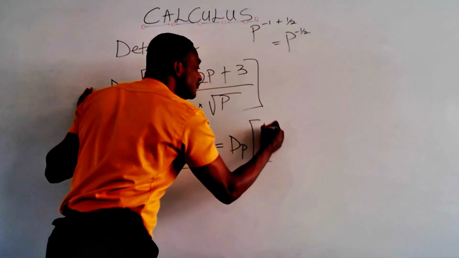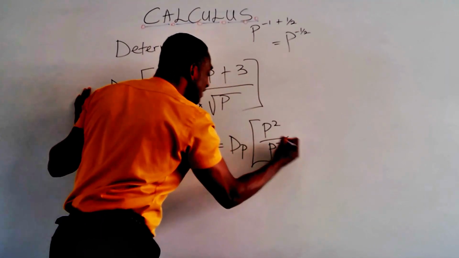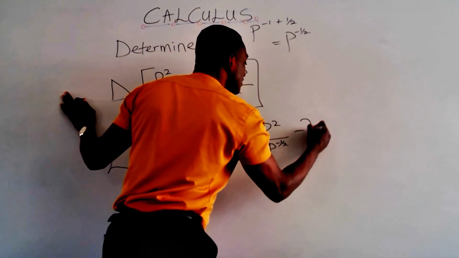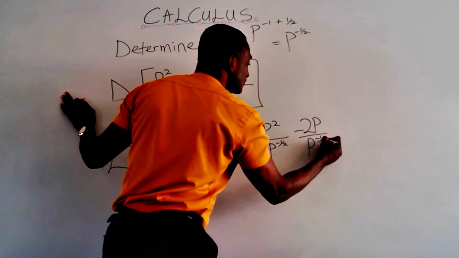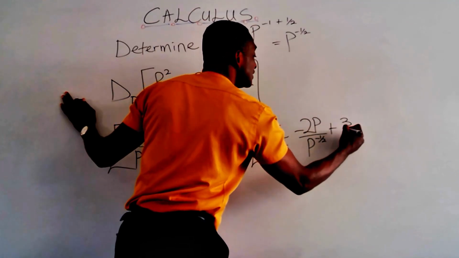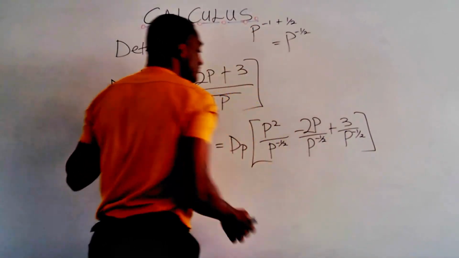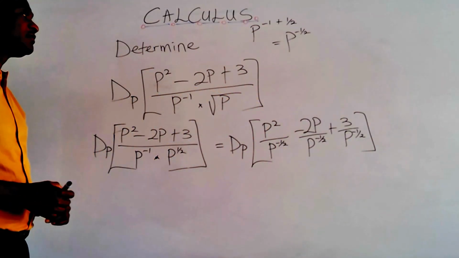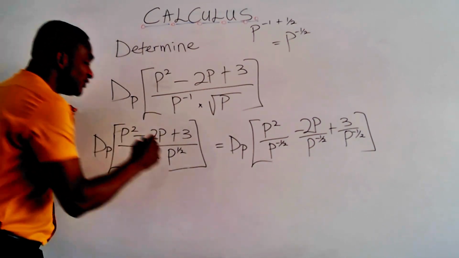So we will have p squared divided by the new denominator, it belongs to all of them, minus 2p divided by the denominator, plus 3 divided by the denominator. Split it for all of them, it belongs to all of them. Now, what next?